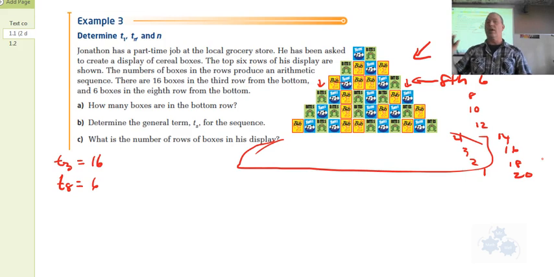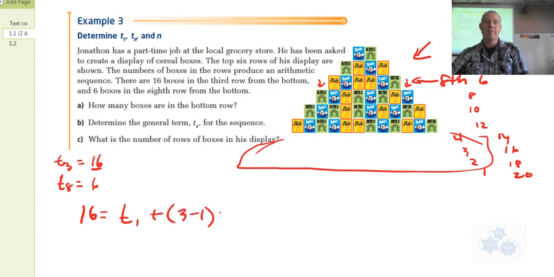Yeah, that's using logic. Now, how do we do that using our formula? Okay, we can totally do this using the formula. So we're looking for T of 1, right? Okay, so let's say that we have the 16 boxes, and that's going to be with an n of 3. The common difference, if we start at row 1, we are subtracting 2 each time we go up. So there's your common difference, right, of negative 2. Each time you go up a row, you take 2 boxes off. So you could do this and solve for T of 1.